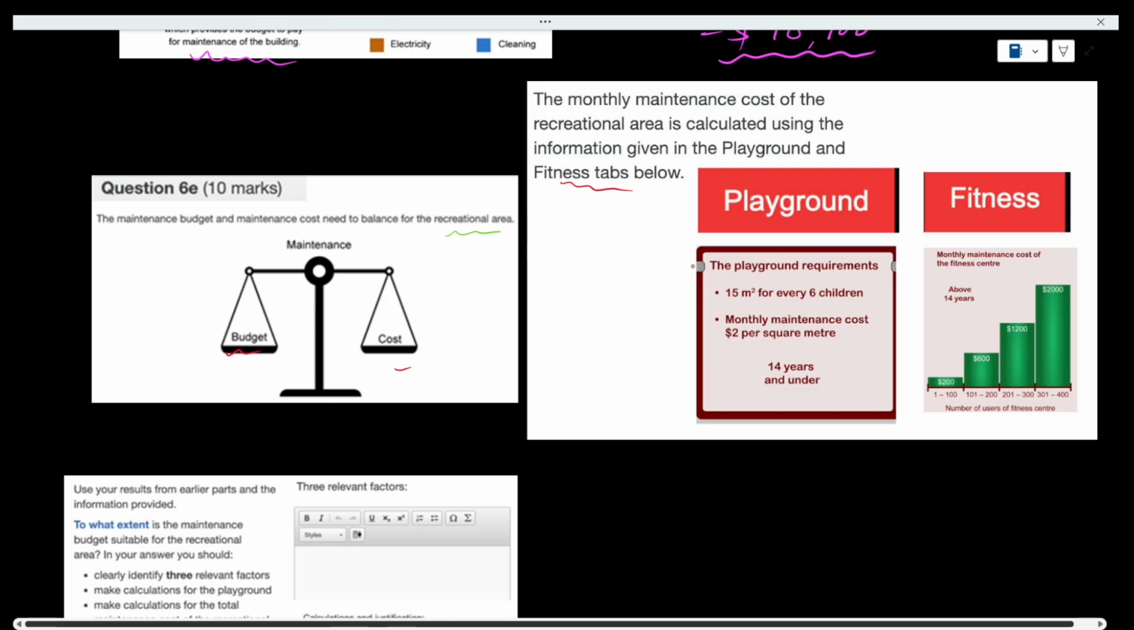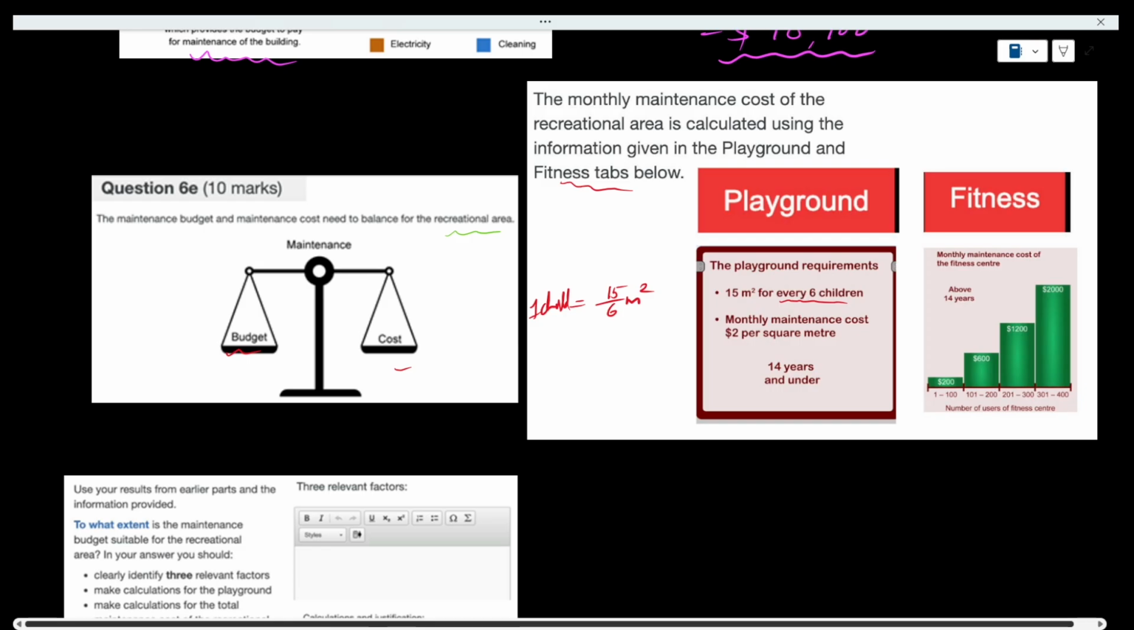What is given here? The playground requirement is 15 square meters for every 6 children. That means per child we need 15 by 6 square meters, right? Here the monthly maintenance cost is $2 per square meter, right? So for every 1 square meter you are going to get $2. Then this area is only for children 14 years and under.